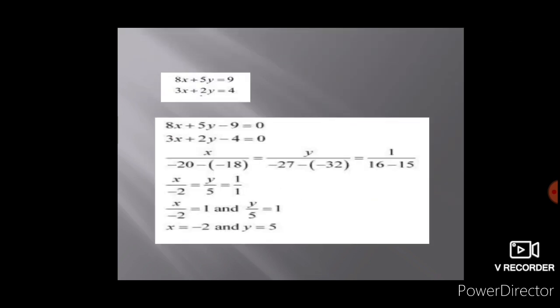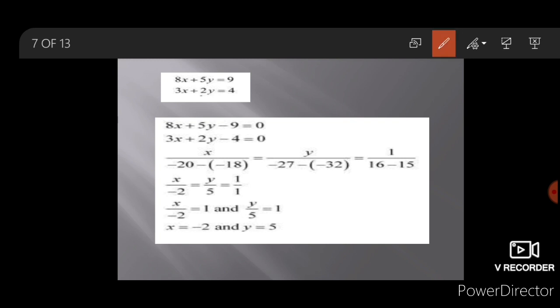Next question. First step is transpose this equation. Done. Second step is use 2 3 1 2 method. After that, on comparing, we get x upon minus 2 is equal to y upon 5 is equal to 1 upon 1. Now if we compare these values, first and last value we compare, we get x is equal to minus 2 and y is equal to 5.